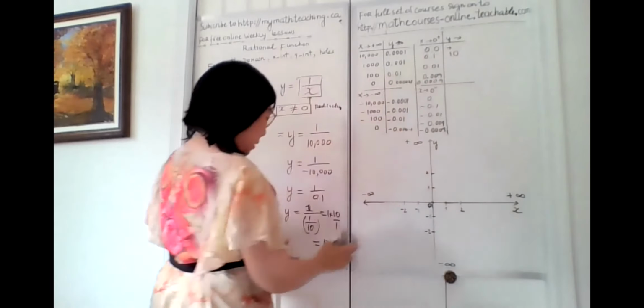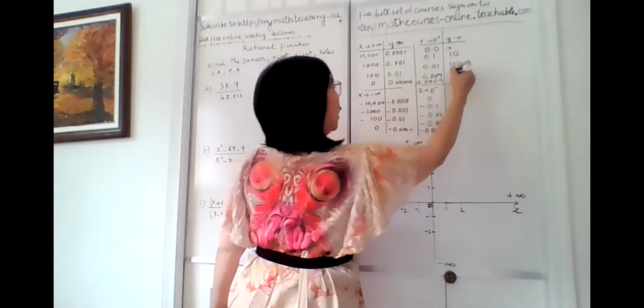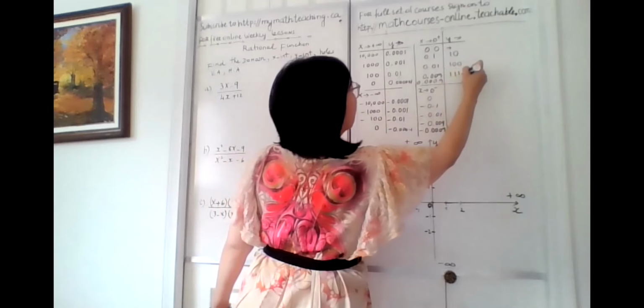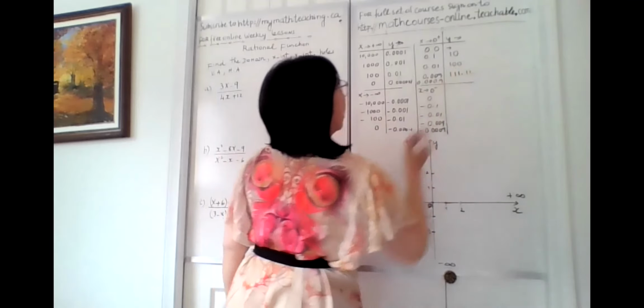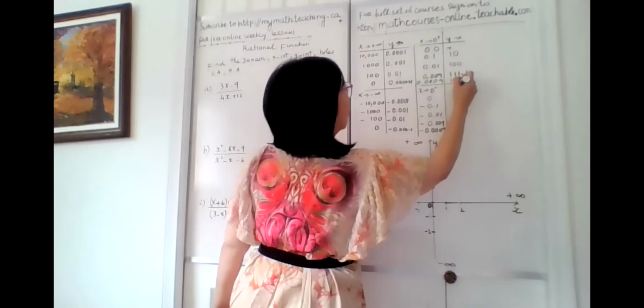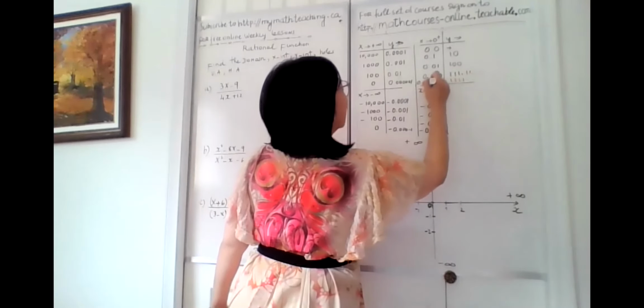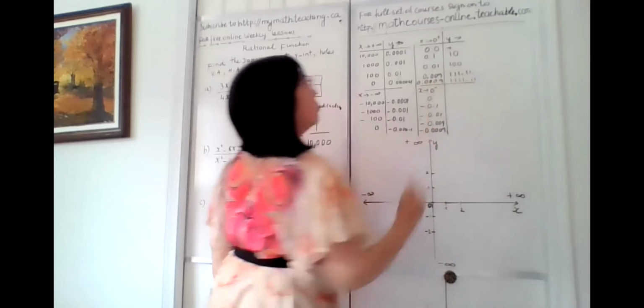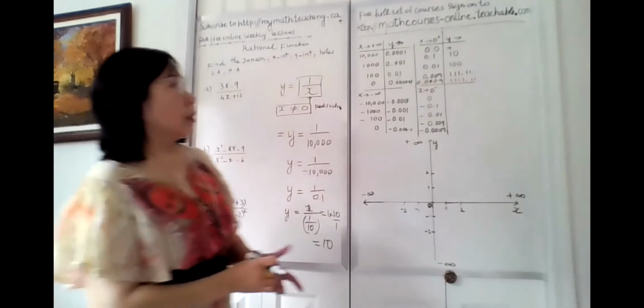And similar like this idea, this will be 1 over, the y will approach 100 if we divide 1 divided by this small number. And this will be 111.11, blah, blah, right? When we divide like that. And this will be 1111, 1, 2, 3, 4, like that, right? If you plug it in the calculator.